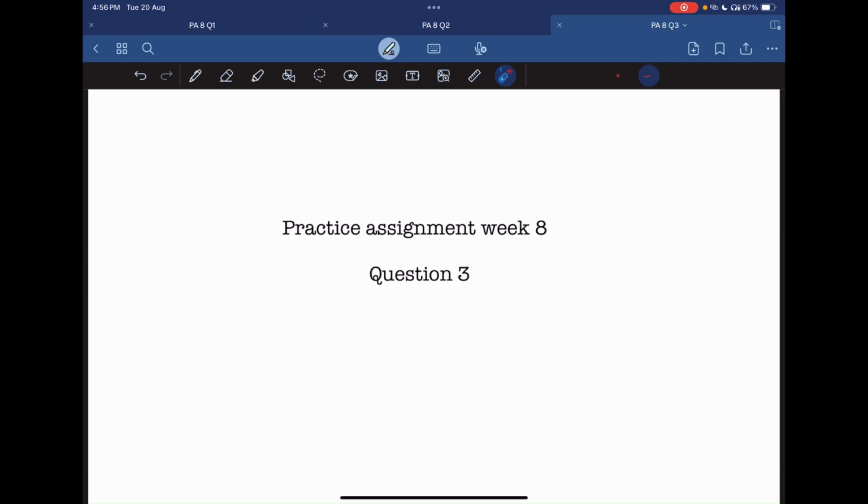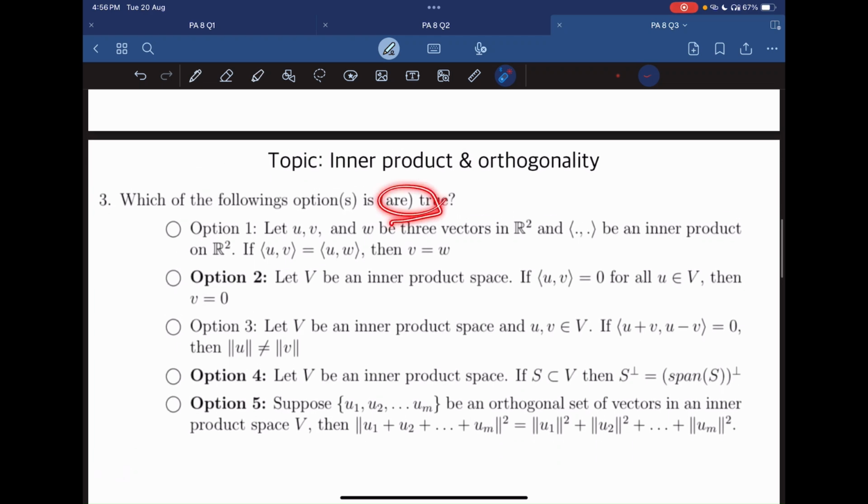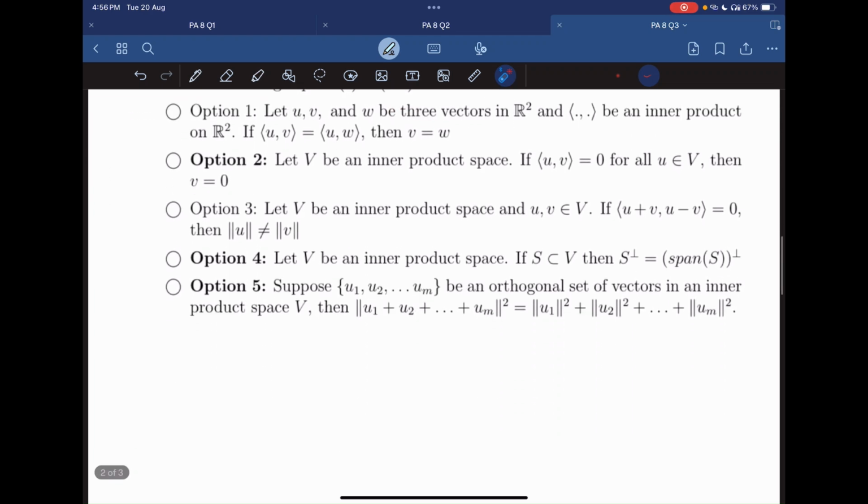Hello everyone. So let's now solve practice assignment week 8 question number 3. Which of the following options are true? So let's look at each option one by one.